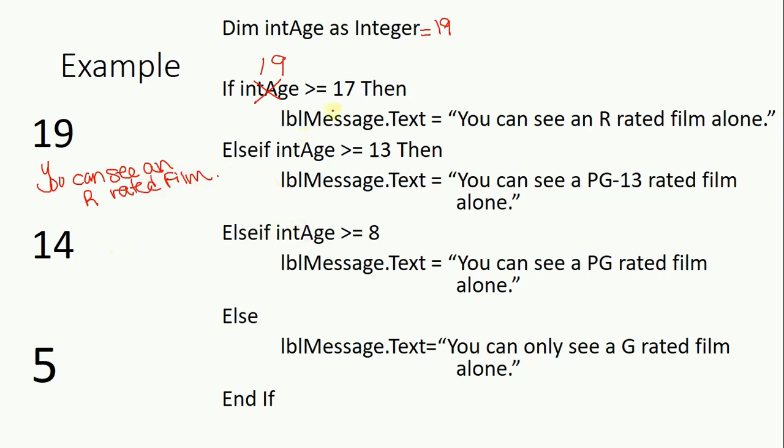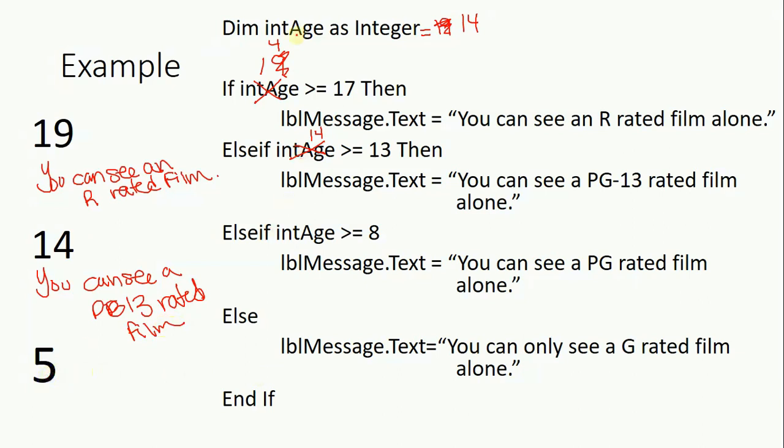Okay, 14. Let's say 19 is no longer 19, this is a 14 here as well. If 14 is greater than or equal to 17, that's going to be like, nope, not true. So then it's going to go to this else if. Notice it's put together so it looks a little cleaner. Else if intAge is greater than or equal to 13. Well, intAge we said is 14 now. So is 14 greater than 13? Yes. So it says in my label, you can see a PG-13 rated film.